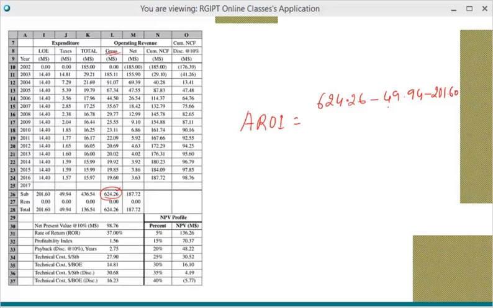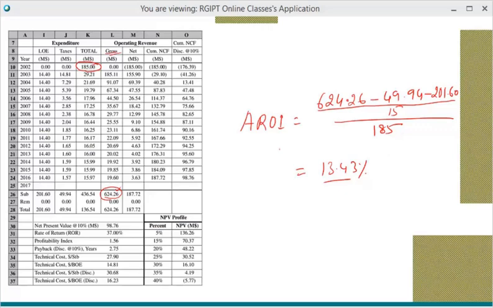over 15 years. Okay, this is over 15 years, and your investment is 185, right? That is your investment. So this is your average return on investment. So basically 13.43%. If you do this, that is what you are going to get.